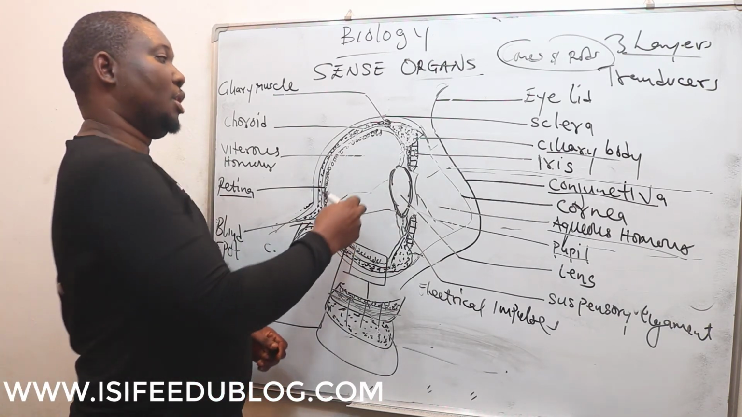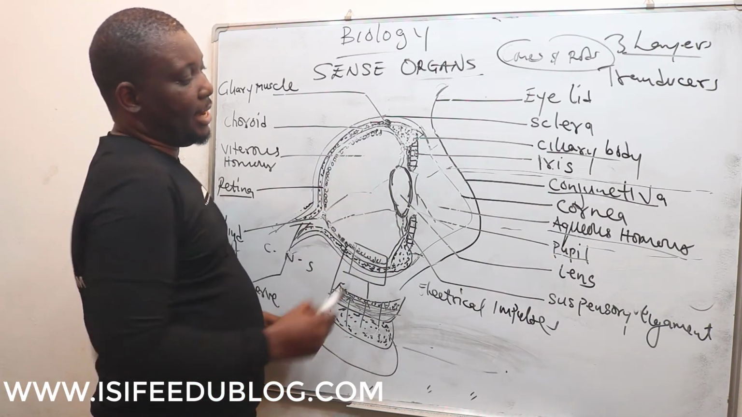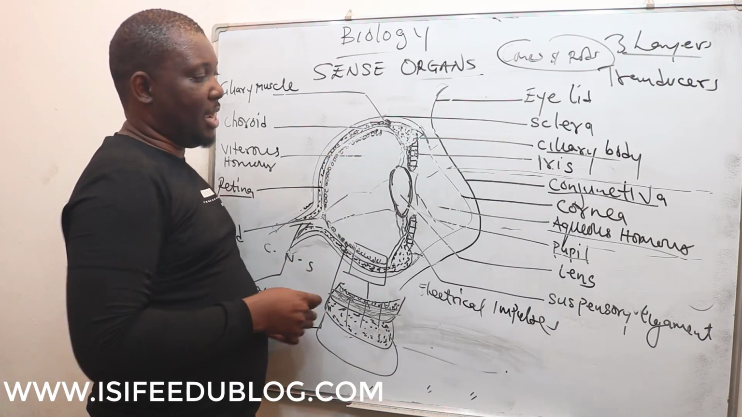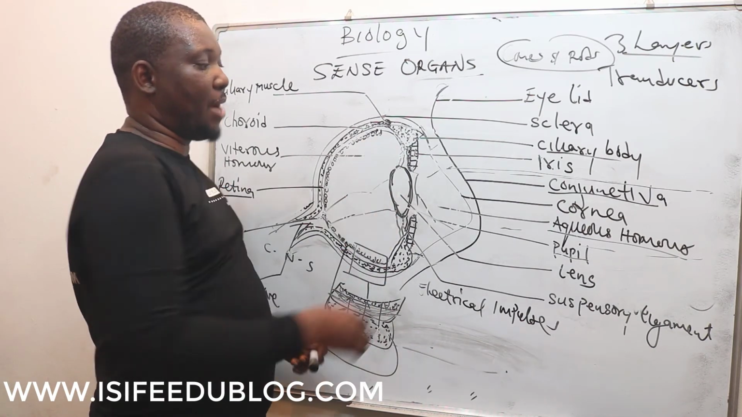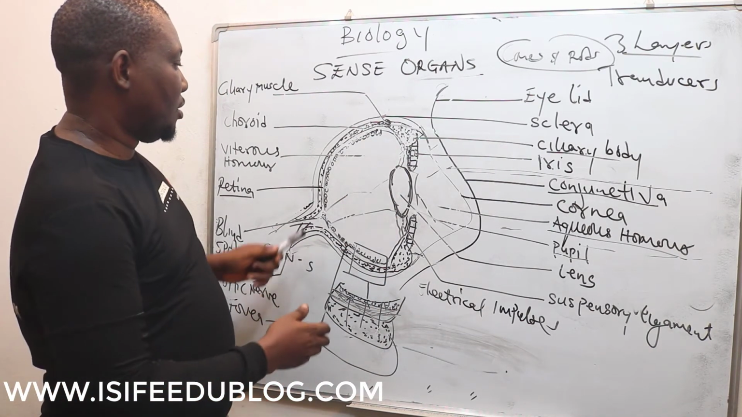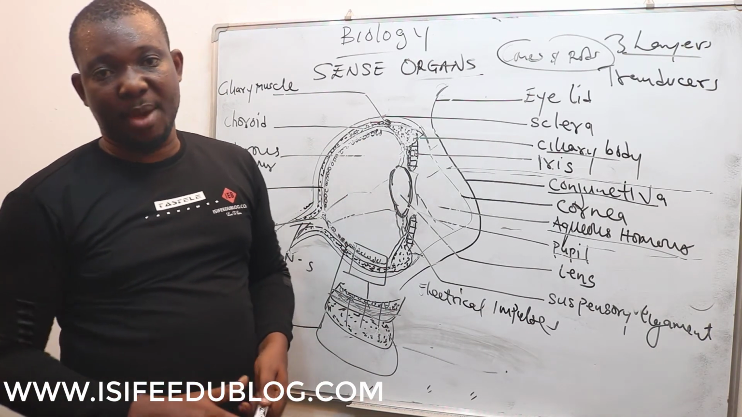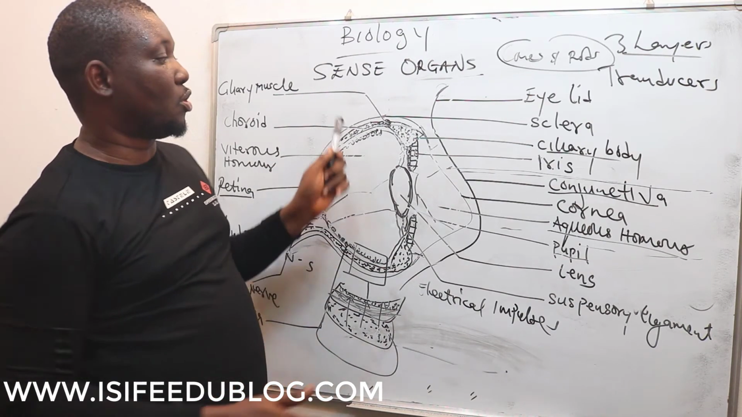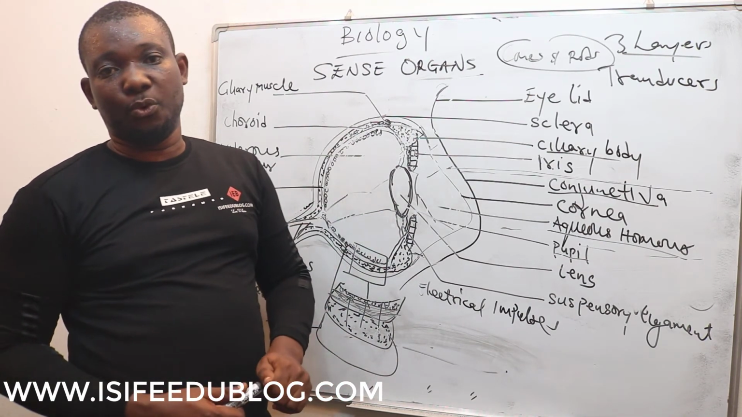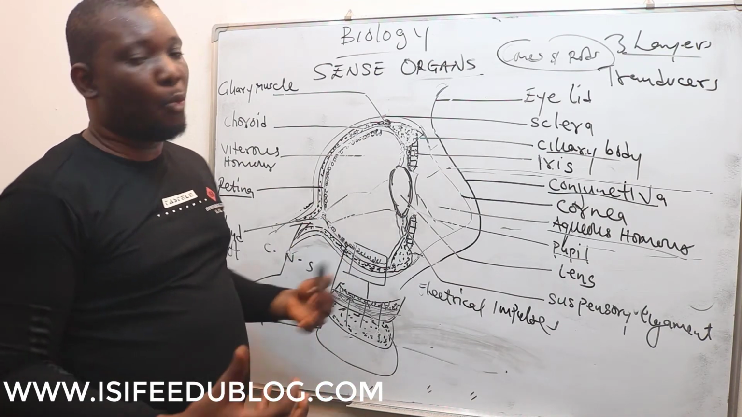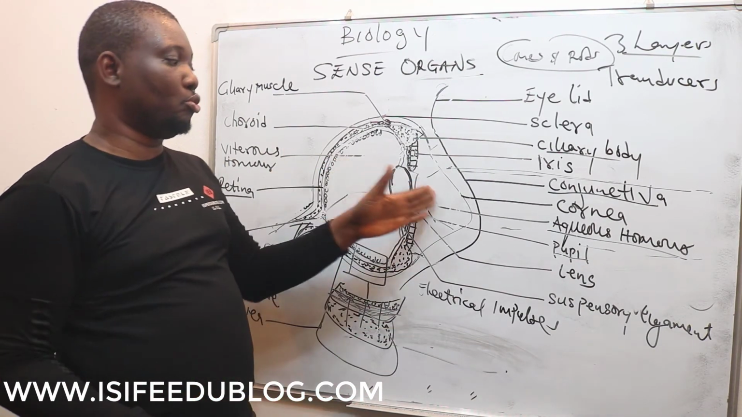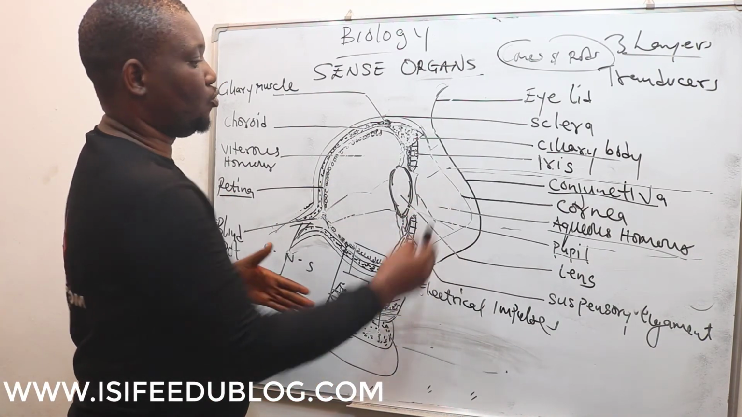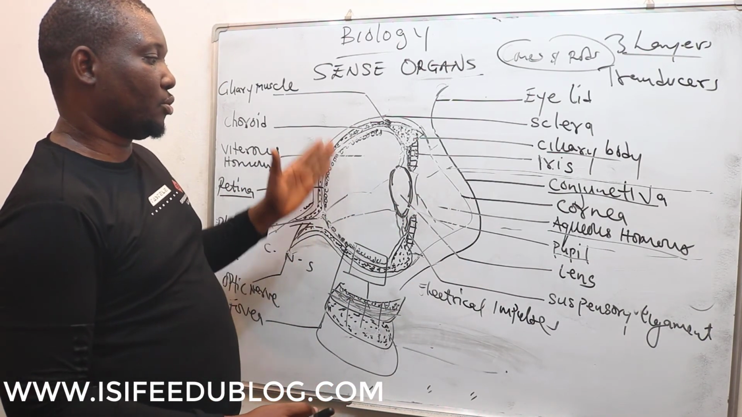Like I told you before, the pigment layer extends and also pigments the ciliary body and the iris. So the part of the iris also is pigmented, and the part of the choroid also is pigmented. The function of the choroid is to supply nutrients, because this layer is well vascularized. The lens helps to separate the two solutions of the eye, the aqueous humor from the vitreous humor.